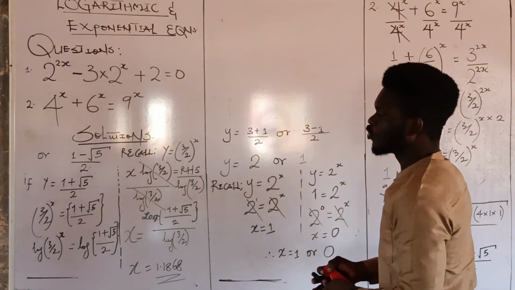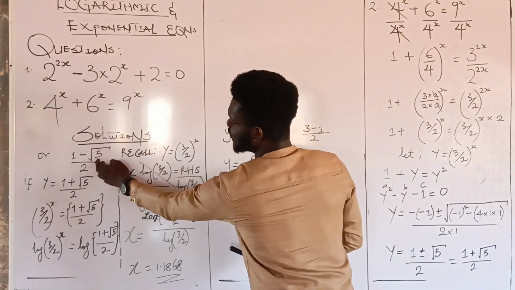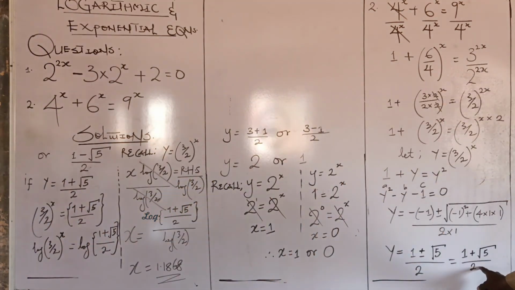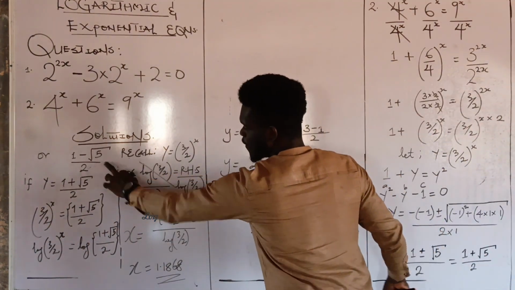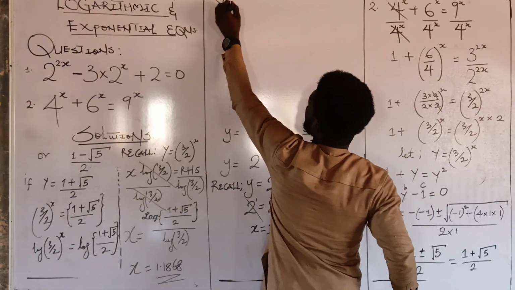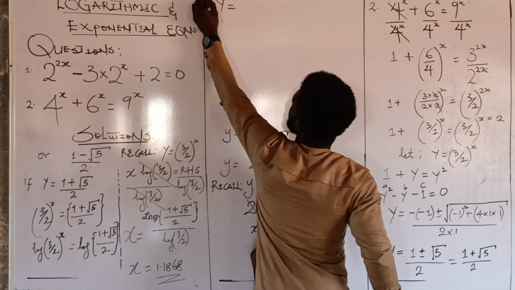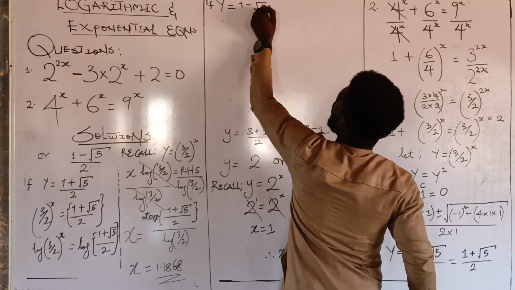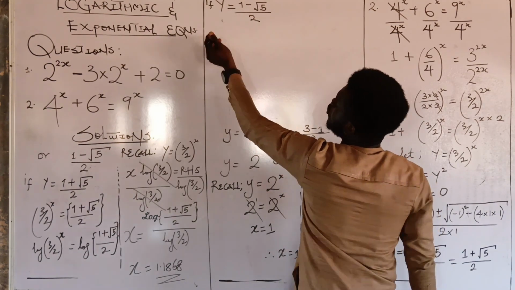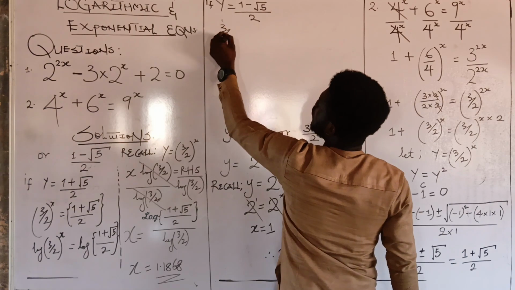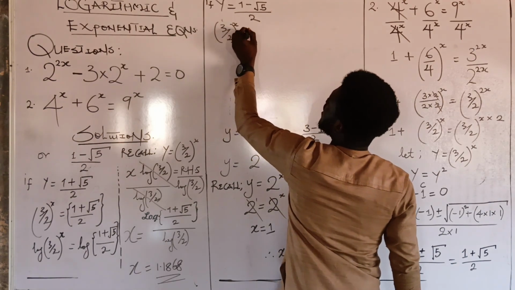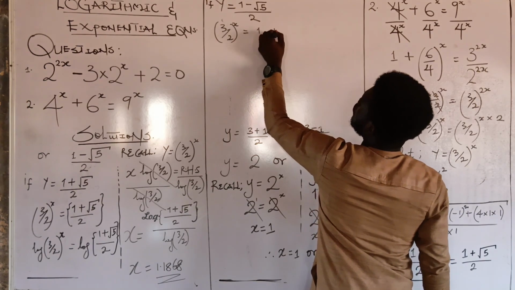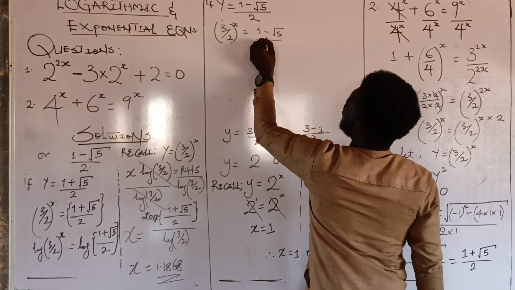So we have already gotten this value. Now let's try this value because don't forget we say if y is equal to this, which was the first value, we have two values. So let's try the other value if it will work out. So let's say if y is equal to 1 minus the square root of 5 over 2. So what do we do now? Do not forget y is equal to what? (3/2)^x equals to 1 minus the square root of 5 over 2.